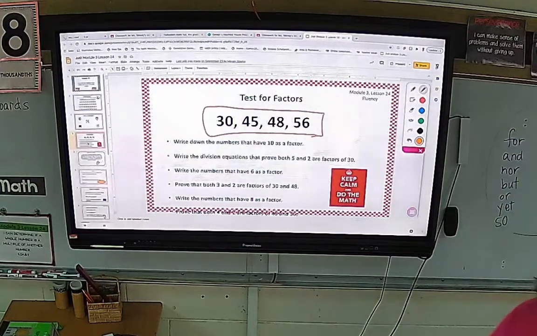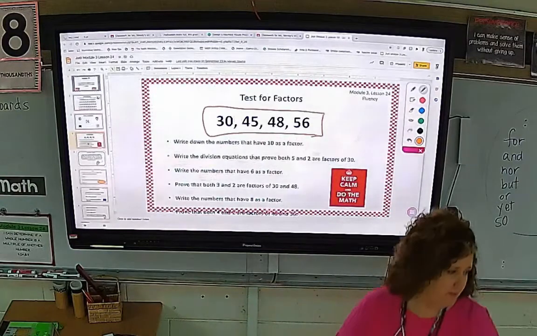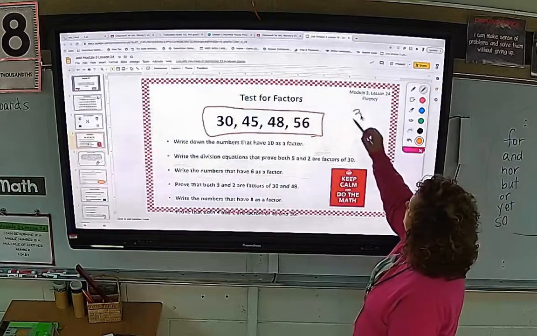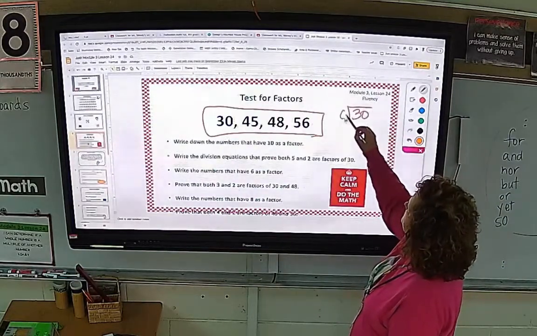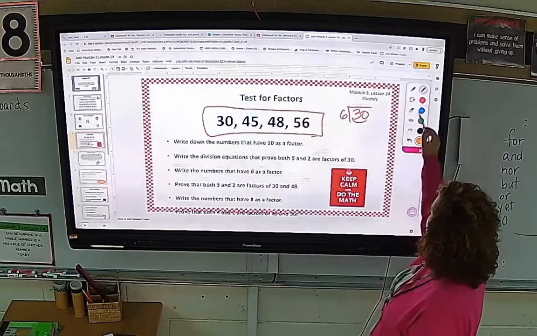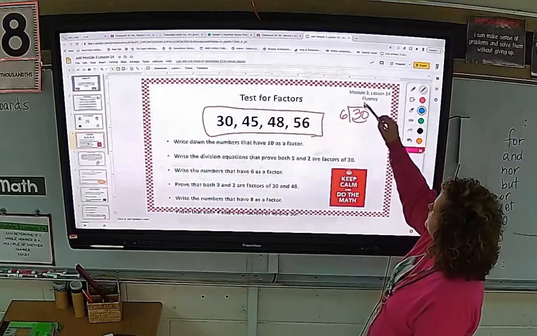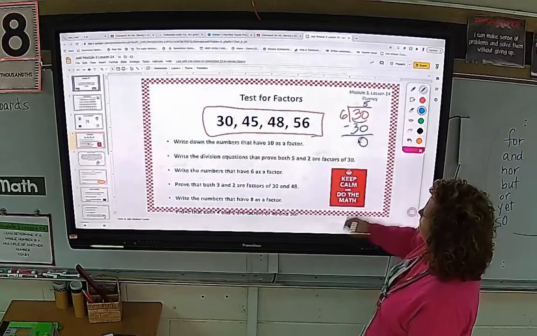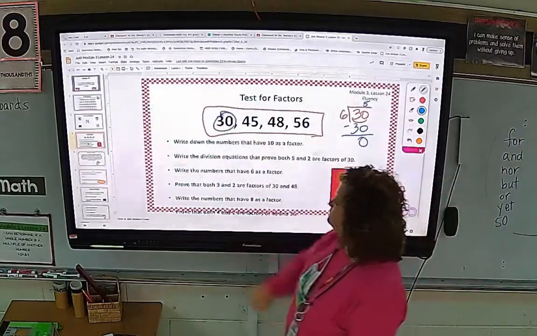All right, what numbers do we have? Tell me one of the numbers. Alexandra, what's one of your numbers? Okay, so you said 30. Anybody agree or disagree with her? Okay, I see a mixture of answers. 30 divided by 6. You have to look at that all together. We know 6 times 5 is 30. So yes, it definitely is a factor of 30.